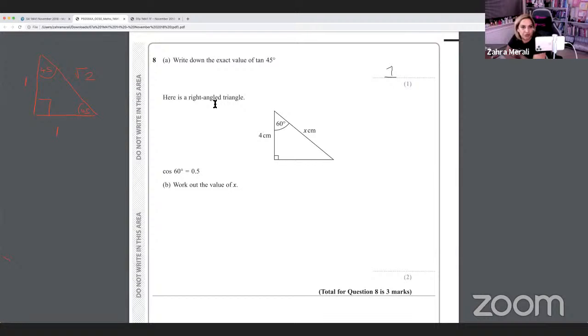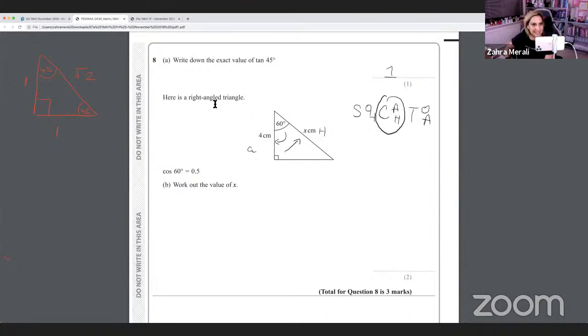And then we've got a right angle triangle. We want to work out the value of x. So we know the adjacent and we know the hypotenuse. So if we take our SOH CAH TOA, adjacent and hypotenuse will be cos.